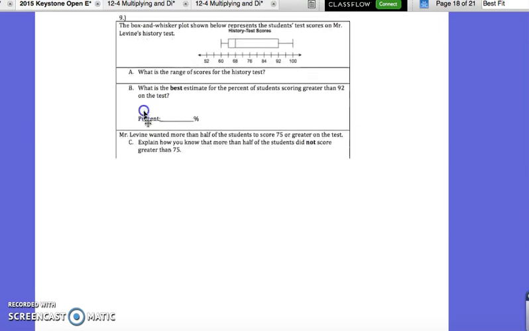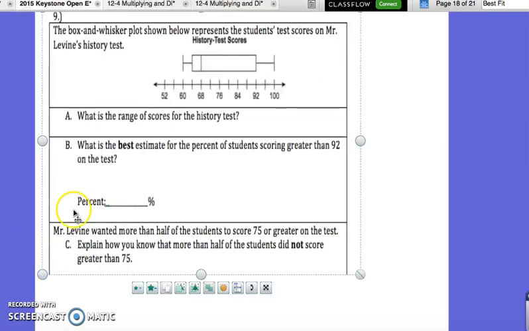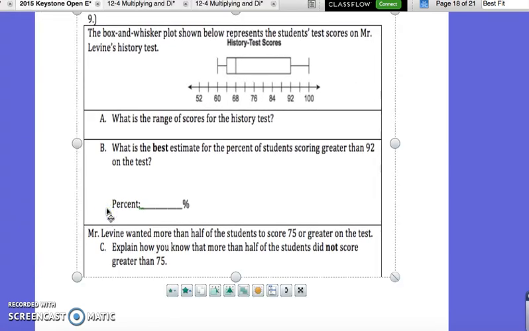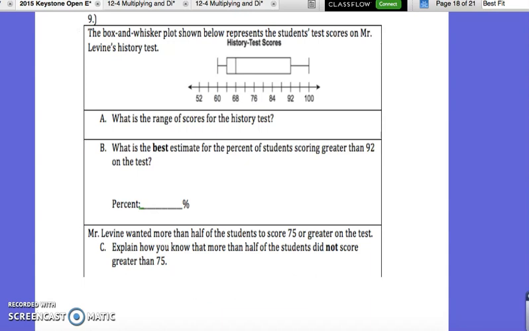Okay, number 9. The box and whisker plot shown below represents the students' test scores on Mr. Levine's history test. What is the range of scores? Remember, range is the largest minus the smallest. So the highest score is 100, so I would do 100 minus the lowest, which is 60. So the range is 40.